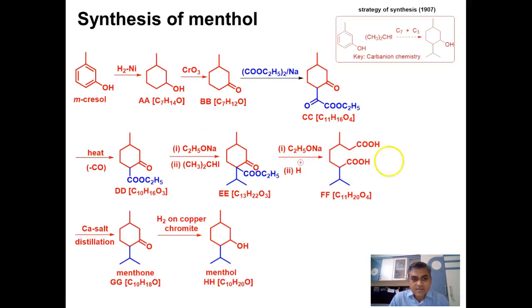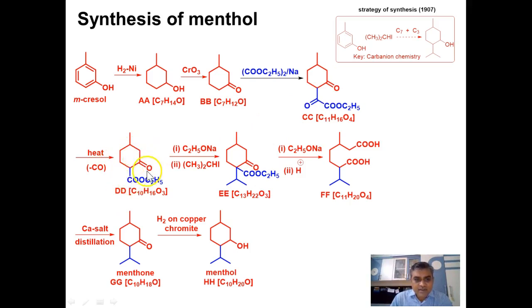So metacresol on reduction with H2 plus Ni gives 3-methyl cyclohexanol. 3-methyl cyclohexanol on oxidation gives 3-methyl cyclohexanone. And then here we have to introduce the isopropyl group, and for that we are trying to introduce some active methylene compound just like ethyl acetoacetate. So for that, diethyl oxalate reacts with sodium metal, and we get here a 1,3-dicarbonyl type of compound, and when this is heated it eliminates carbon monoxide.